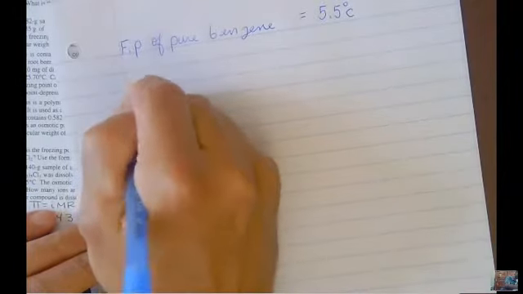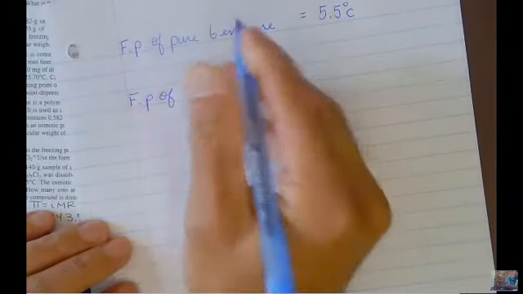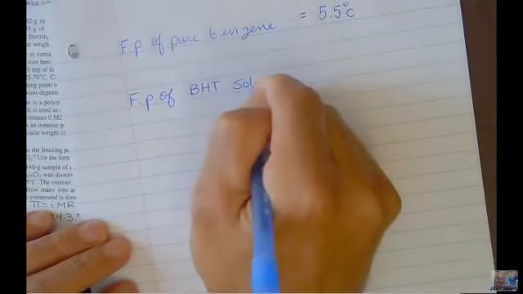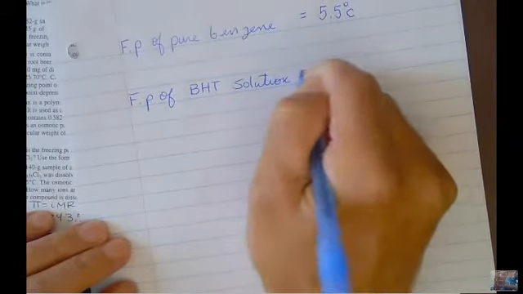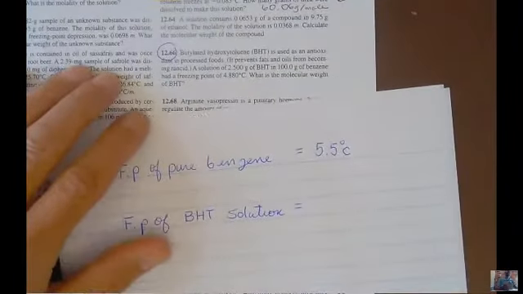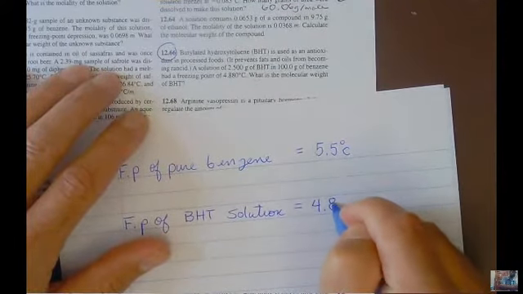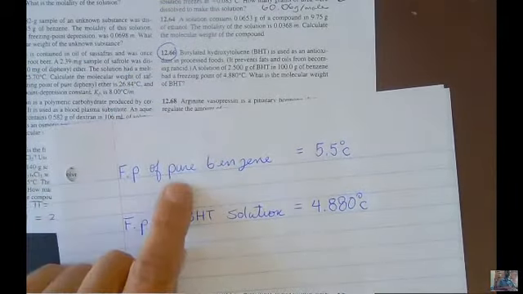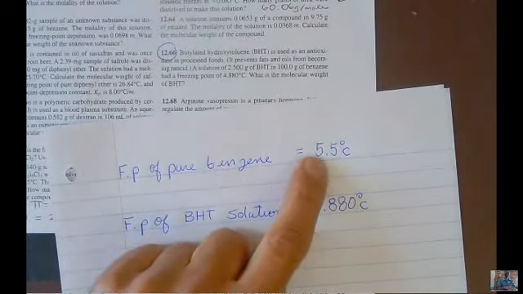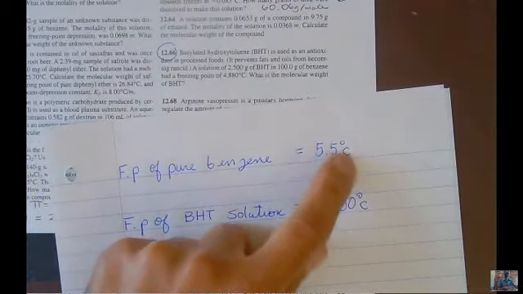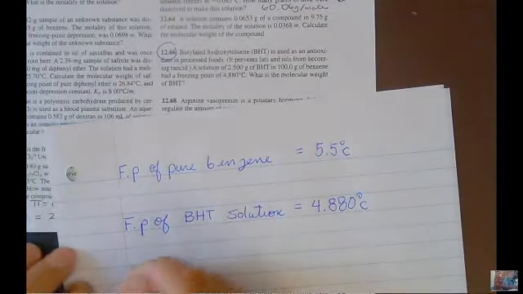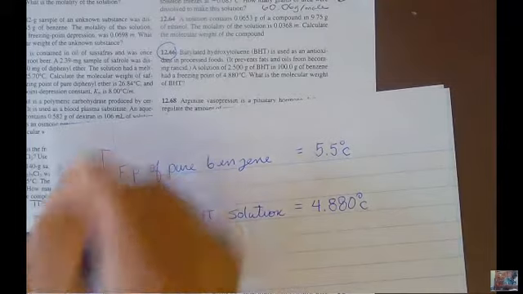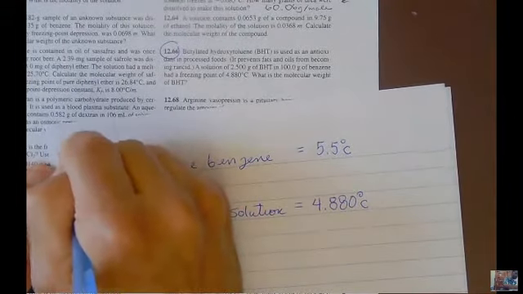Okay, so the freezing point of the BHT solution comes out of this question, and it's 4.880 degrees C. I looked up the freezing point of pure benzene from your textbook. It's 5.5 degrees C. And the last thing we need to look up, we're going to get from the same table. So these two things are going to come: this comes from the question, and this is going to come from the table in your book.